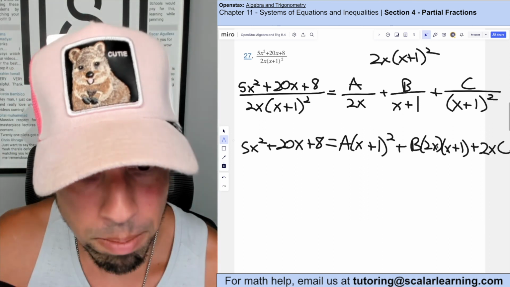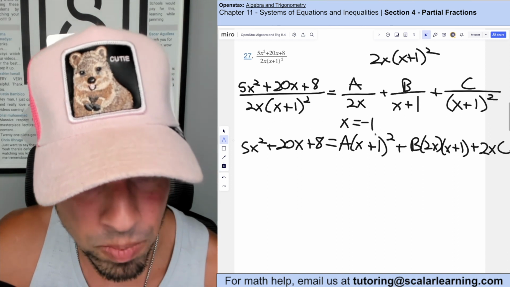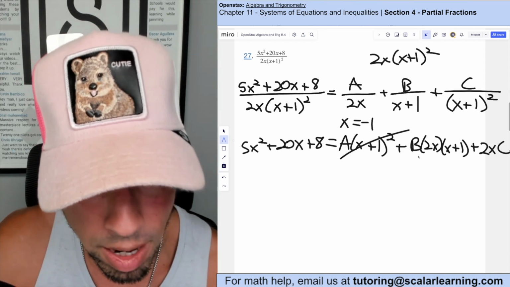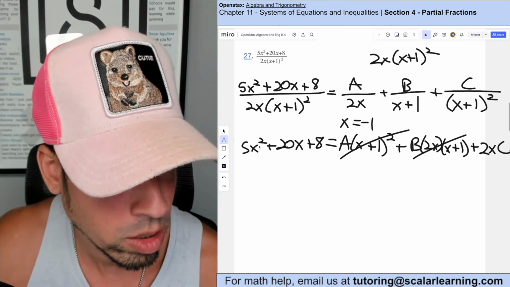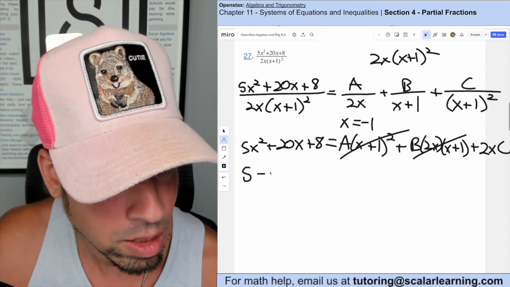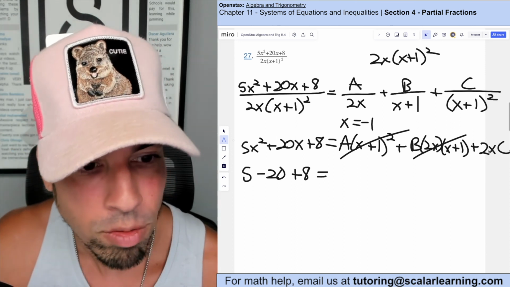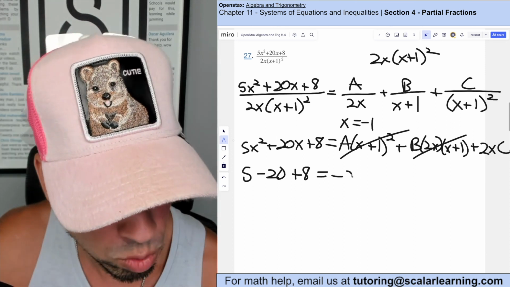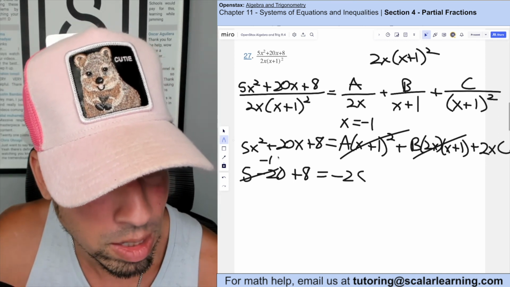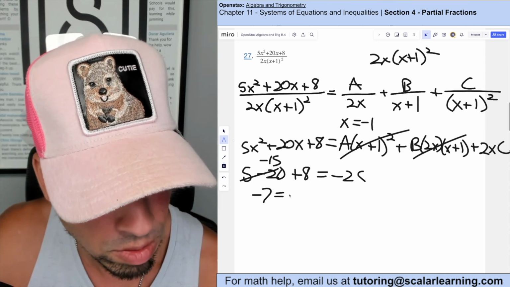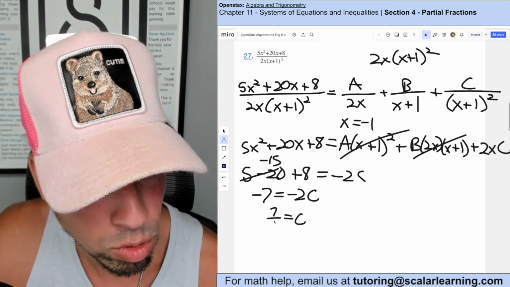Now we need to solve for A, B, and C. The easy thing for my first x value to plug in is going to be -1. The reason why that's great is because it's going to zero out this and this, because -1 + 1 zeroes the whole thing out. Then we plug it in here. -1 squared is 1 times 5 is 5. Minus 20, 20 times -1 is -20, plus 8 is equal to, on this side, if we plug in -1, -2C. All right, now let's combine like terms. 5 - 20 is -15, -15 + 8 is -7. -7 equals -2C. Divide by -2, and we got our first value. C is equal to 7/2.